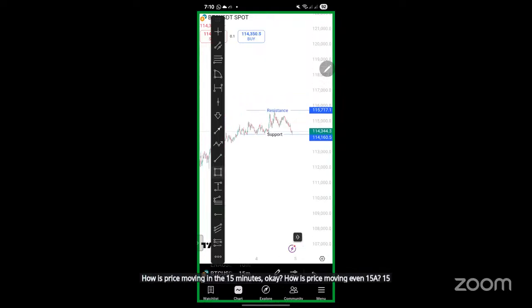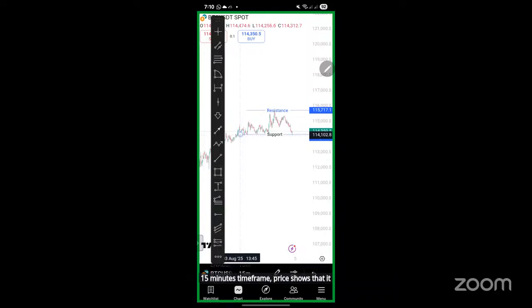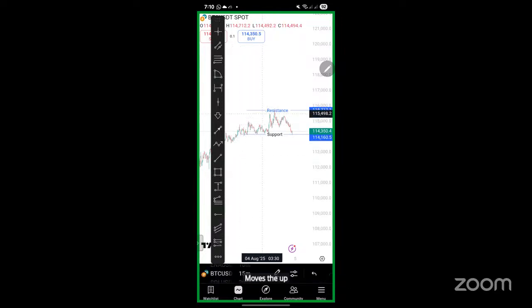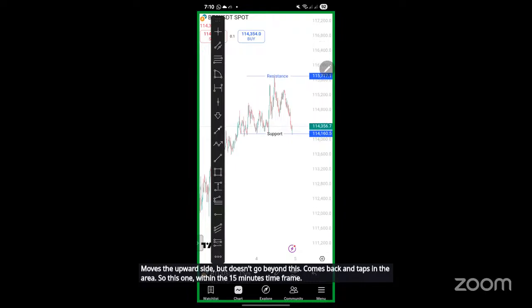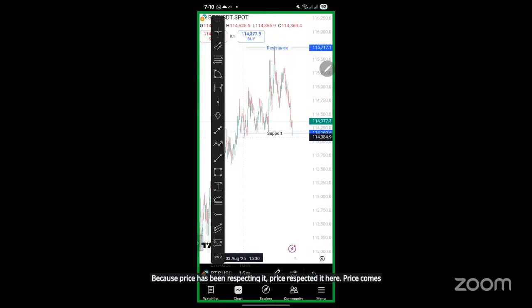This is the 15 minutes time frame. Price shows that it comes here, retests this area 3 times, 1, 2, 3, moves to the upward side, but doesn't go beyond this, comes back and taps in the area. Have you seen that the support on 1 day is being respected much on the 15 minutes time frame? Because price has been respecting it. Price respected it here. Price comes back and respects it again.